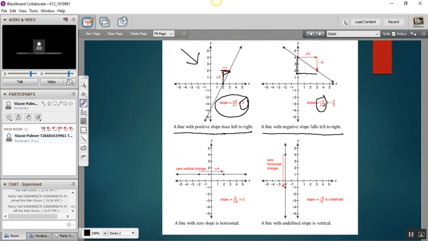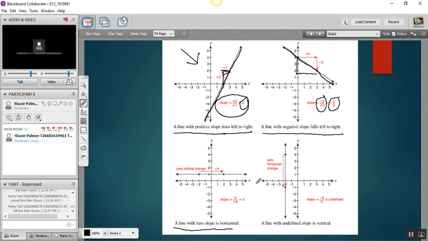And anytime you have a negative over a positive, that ends up being a negative answer. Okay, so a line with a positive slope is going to move up and to the right. A line with a negative slope is going to be down and to the right. Okay, it's going to fall left to right. The next one, a line with a 0 slope is horizontal.